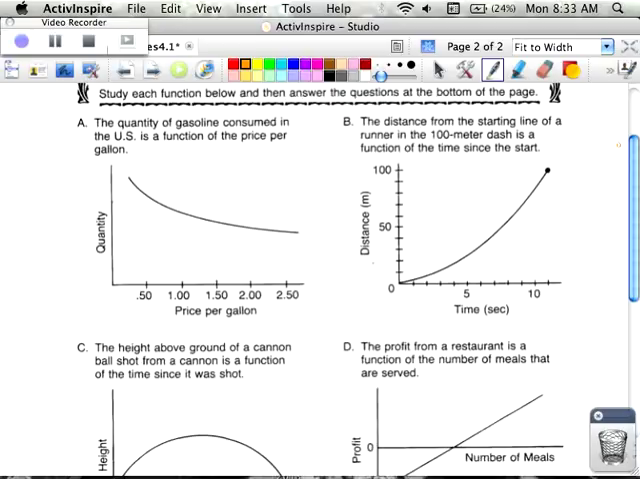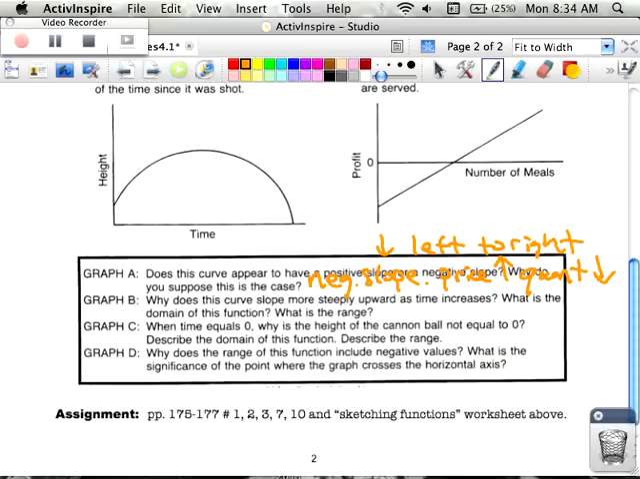Eric? It takes time to get up to your fastest speed, number 1. Okay, so back here in part B, it takes time to hit max speed.